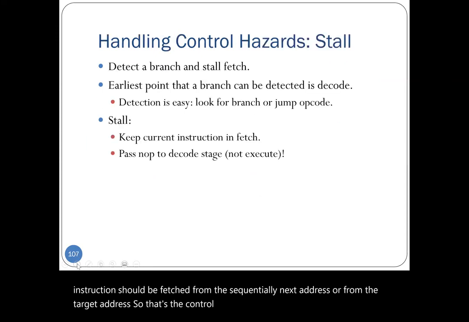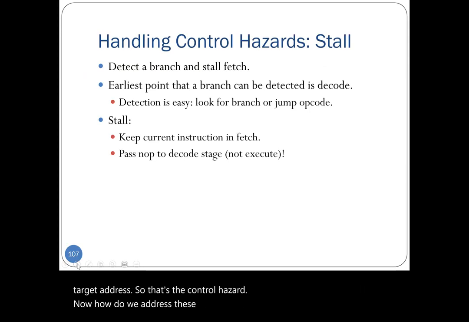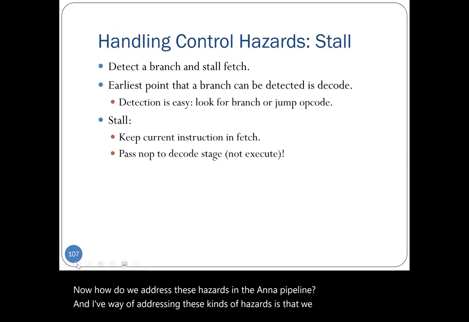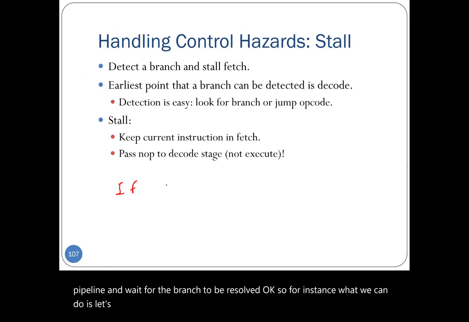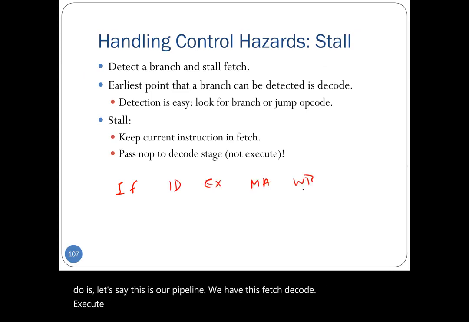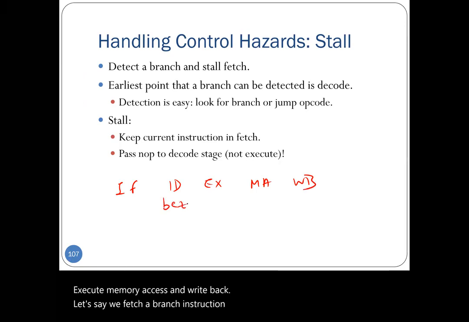Now, how do we address these hazards in the ANA pipeline? A naive way of addressing these kinds of hazards is that we simply stall the pipeline and wait for the branch to be resolved. So for instance, let's say this is our pipeline. We have fetch, decode, execute, memory access, and write back. Let's say we fetch a branch instruction, and here in the decode stage, we detect that this is a branch instruction, so this is a control hazard.